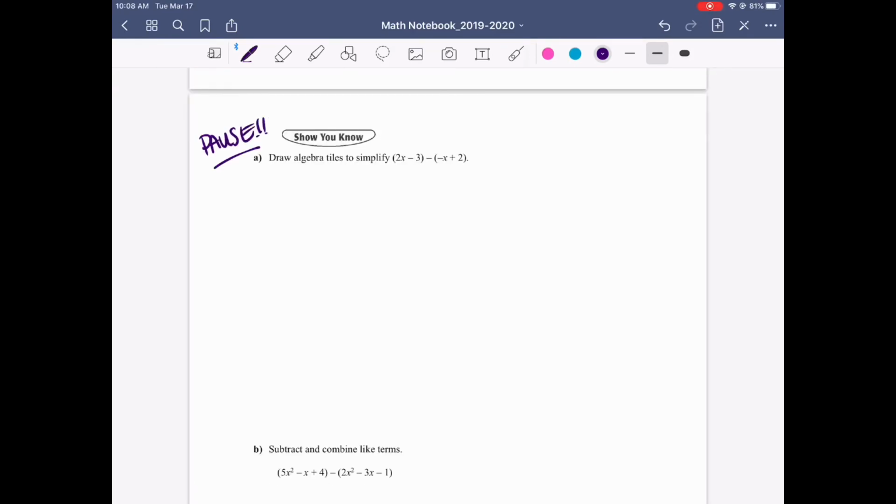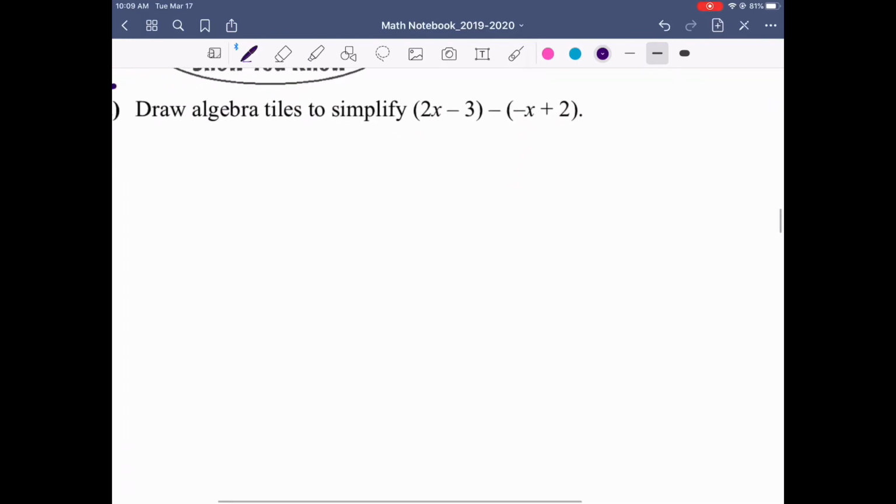All right, guys, by now you should have tried these problems. So I'm going to quickly go through them with you. For the first one, it said to draw algebra tiles to simplify the subtraction right here.